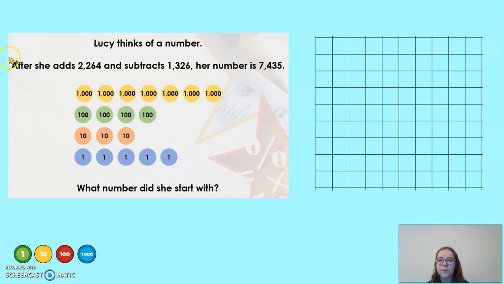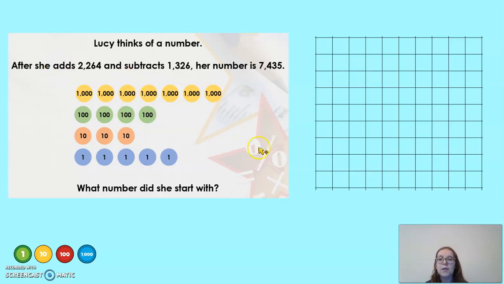Lucy thinks of a number. After she adds 2,264 and subtracts 1,326, her number is 7,435. What number did she start with? Okay, I'm thinking this looks like an inverse question to me. When we are using our inverse, we are going to do the direct opposite of what the question says.